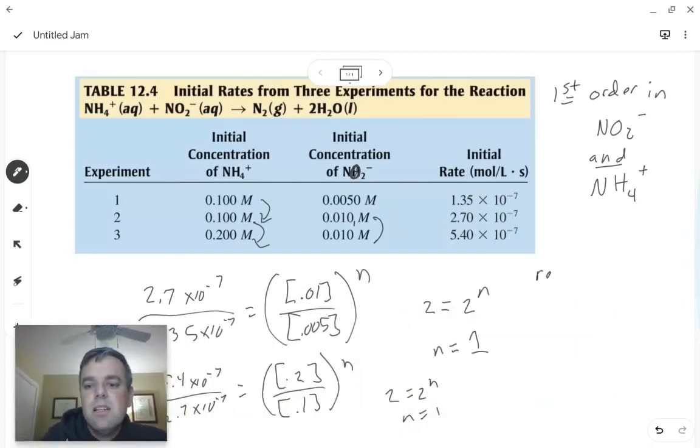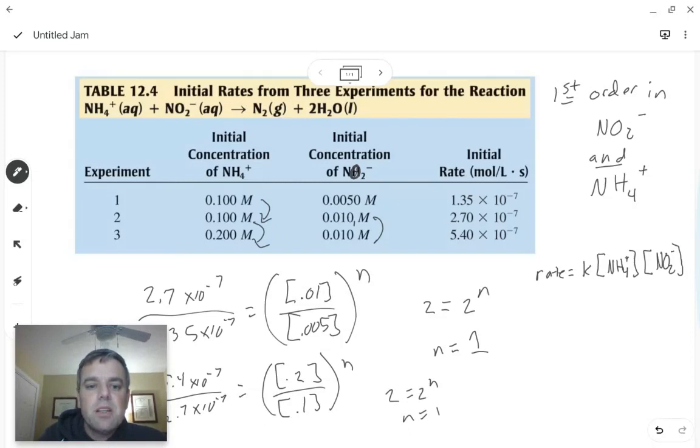So that means that our rate law simply is rate equals K times the concentration of NH4 plus times the concentration of NO2 minus. And they're both raised to the first power, and you don't have to write the ones for the first power. Then, if we wanted to figure out what the value of K is, then we would pick any one of these trials we want, and we plug in the numbers.